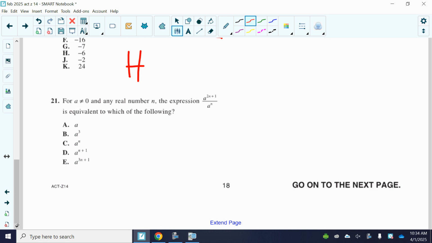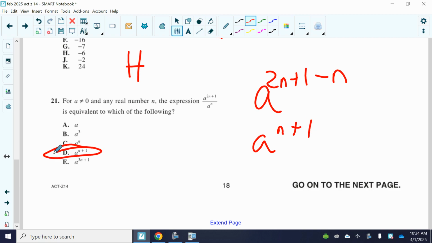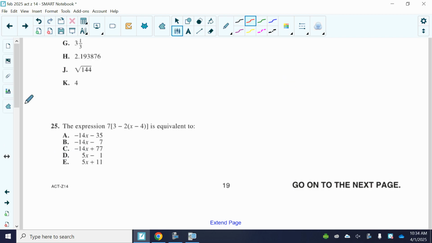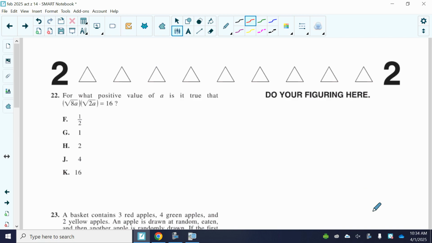Division is subtraction. How many times did the math teacher tell you that? So you subtract n from the power, and you get a to the n plus 1. I love that because it took me 3 seconds to do it, and the test is 60 minutes long for 60 problems. So I just got a freebie.